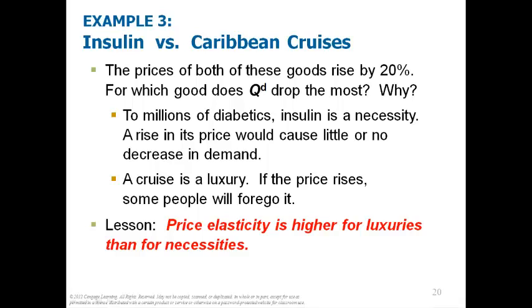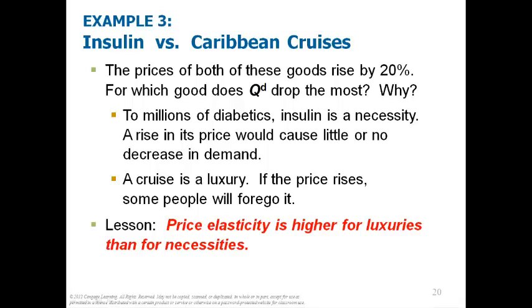So for a diabetic, insulin is basically a necessity. There's not very many good substitutes for insulin for a diabetic. So a rise in price would cause little decrease in demand for the insulin. Right? The price of insulin could double and the quantity that diabetics purchase would be almost the same. Right? A luxury cruise is different. If the price goes up, people will find other things to do. So instead of going on a cruise, there's a lot of different options of entertainment. So if the price of cruises doubled, you can pretty much guarantee that far fewer people would go on cruises.